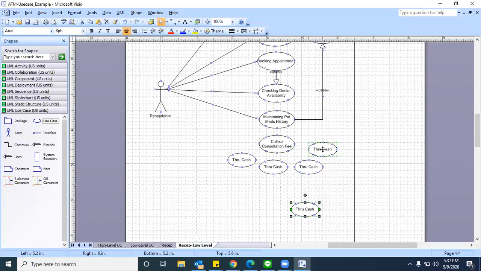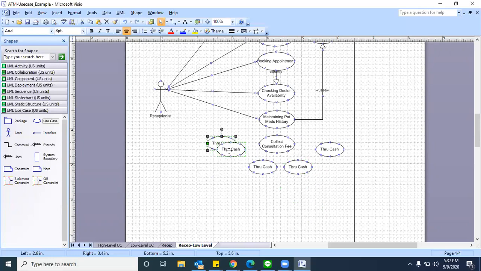Initially, alignment will be a little tough for you, but later on you'll get it. Don't worry. Once you start getting into it, definitely you'll be doing everything.